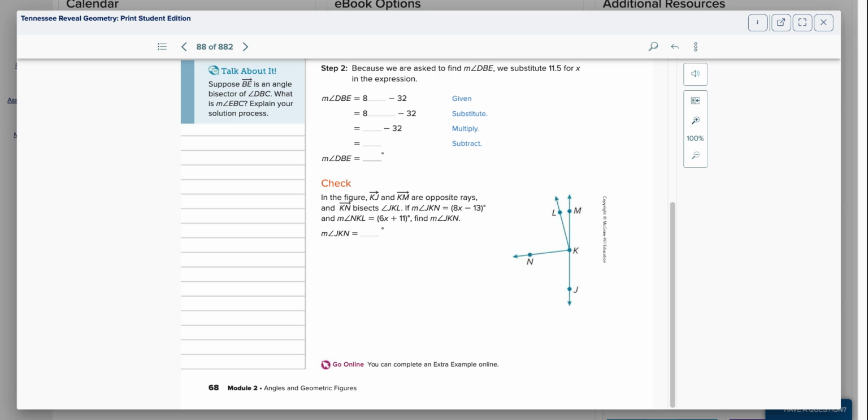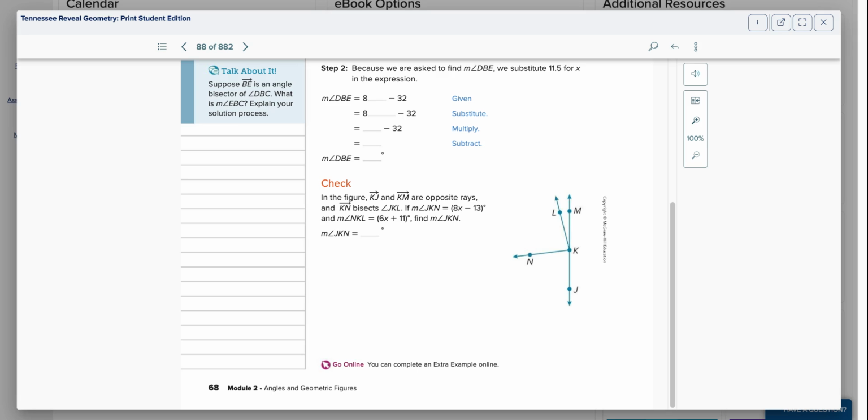And this is geometry, you guys. You always want to check back to make sure it's what they asked for. And it is not. They wanted JKN. They want this angle right there. So you're going to plug it back into the one that's labeled JKN, the 8x minus 13. So instead of 8 times x, it's going to be 8 times 12, and then minus 13. Grab your handy dandy calculator. You're going to multiply 8 times 12, and that's going to give you 96.